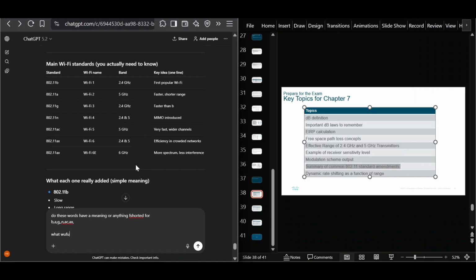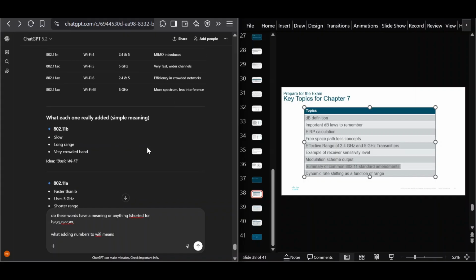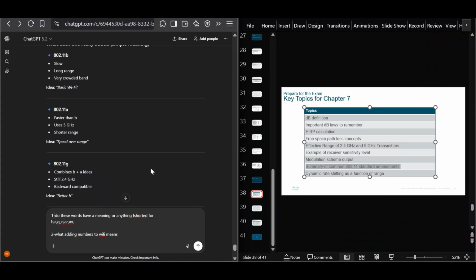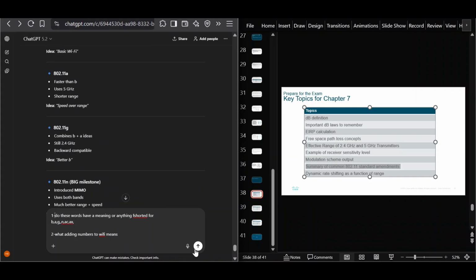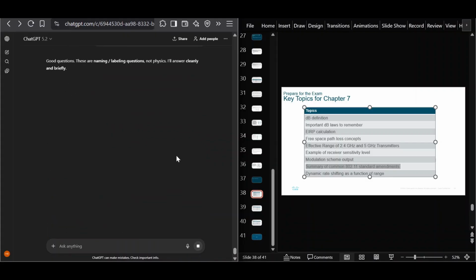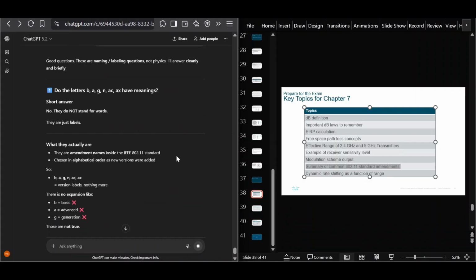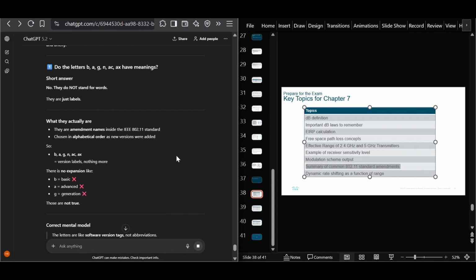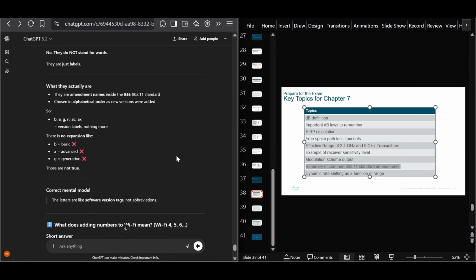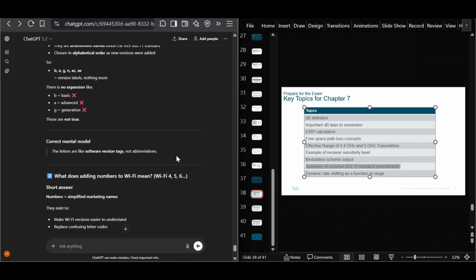What does adding numbers to Wi-Fi mean? Low range, slow variant, and speed over range. They do not stand for words. They are just labels. They are amendments, chosen as letters for the newest version, and nothing more. There is nothing basic or advanced in it. These letters are labels, not abbreviations.